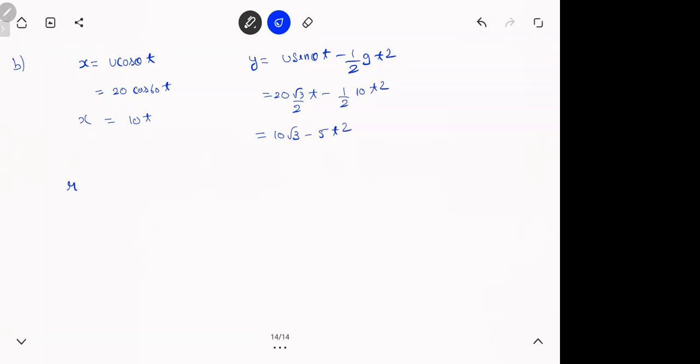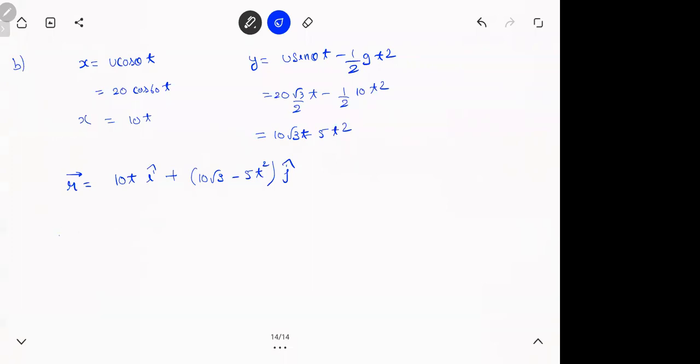So if someone asks you the position vector r bar, it is 10t i cap plus (10 root 3 t minus 5t square) j cap. You wanted 1 second, right? Put t equal to 1 second here, you'll get the answer. So basically I showed you for any time. 1 second, 2 seconds, whatever you want, you can substitute the time in this and you'll get the respective answer.